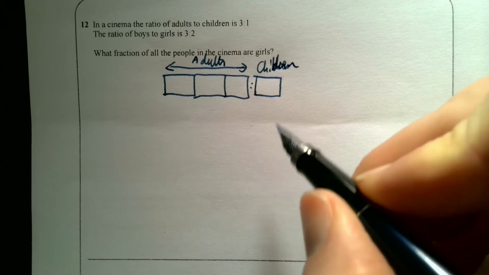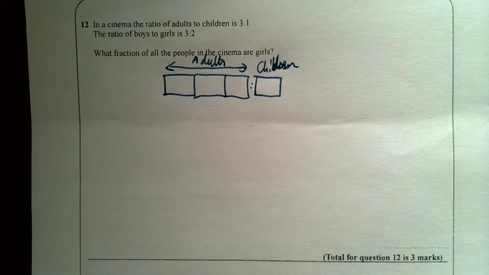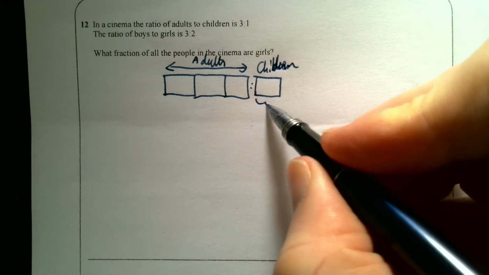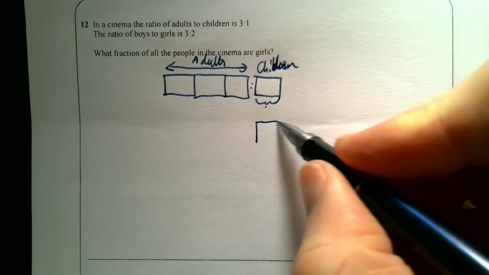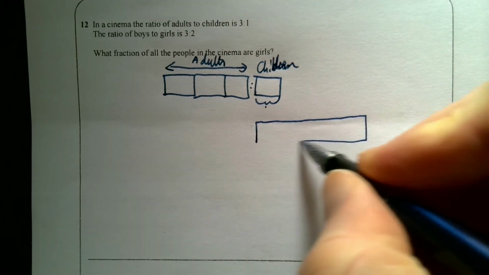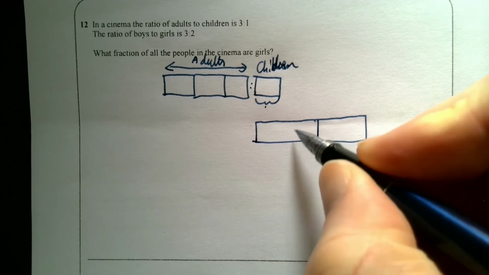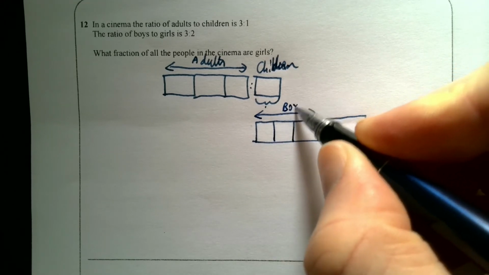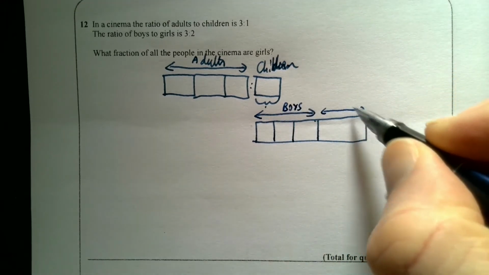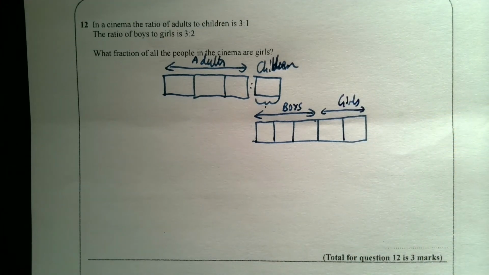Now it then says the ratio of boys to girls is 3 to 2. So if we're just thinking about that little bit there, then that is on a 3 to 2 thing for boys to girls. So we've got boys to girls. Now we're thinking about what fraction of all the people.